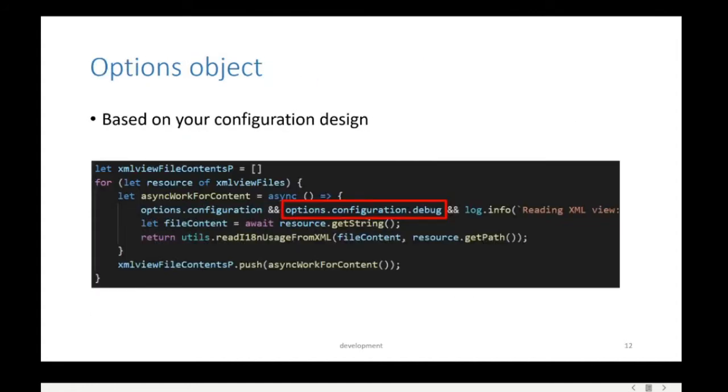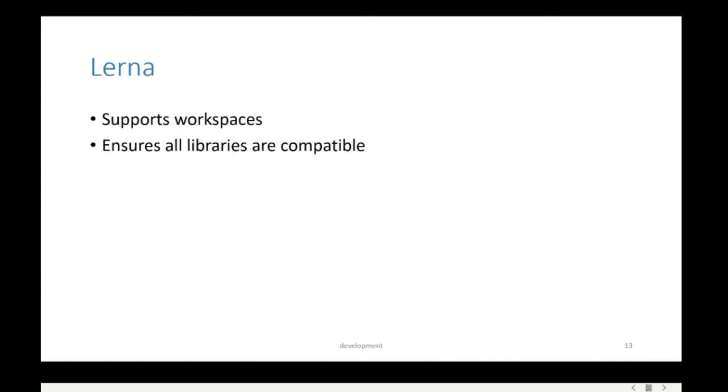For options object, as you can see, this is a flexible object, just a JavaScript object, but you should define some rules around it, and you should document it. In this example, the code looks at the debug parameter, and if it's true, it logs more information about the process.